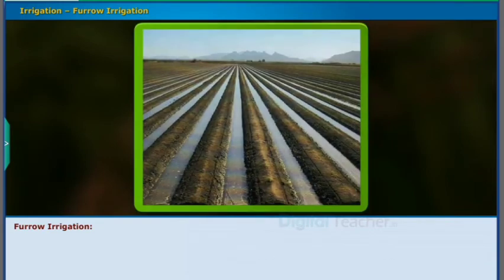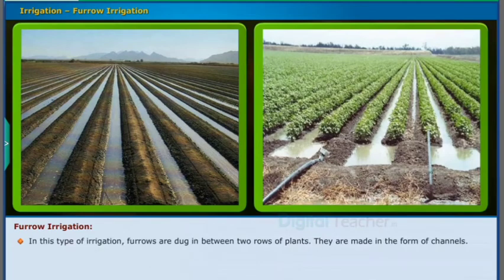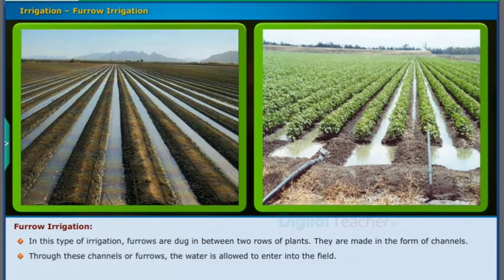First, let us study about furrow irrigation. In this type of irrigation, furrows are dug in between two rows of plants. They are made in the form of channels. Through these channels or furrows, the water is allowed to enter into the field.